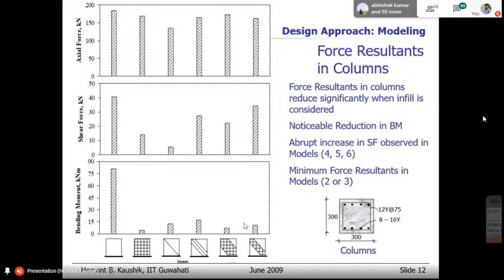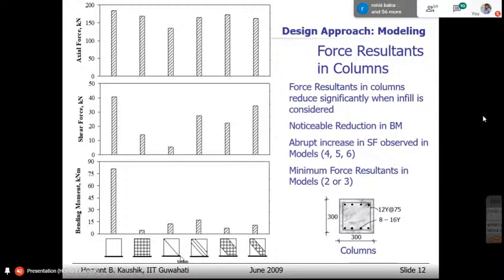You cannot use the shell element in these types of models because the nonlinearity cannot be defined for infill walls in shell elements, at least in SAP2000, I can tell you. Even in STAAD, if I'm right. But if you are using Abaqus, then of course you can model the nonlinearity in brick elements or shell elements. So if you are doing nonlinear analysis, we always use the single diagonal strut or the multiple diagonal strut because it is easier to model the nonlinearity in these frame elements.